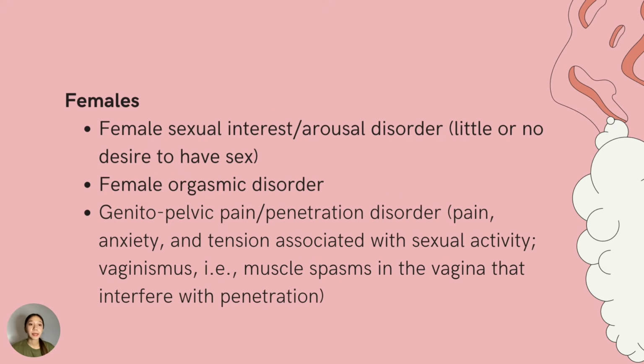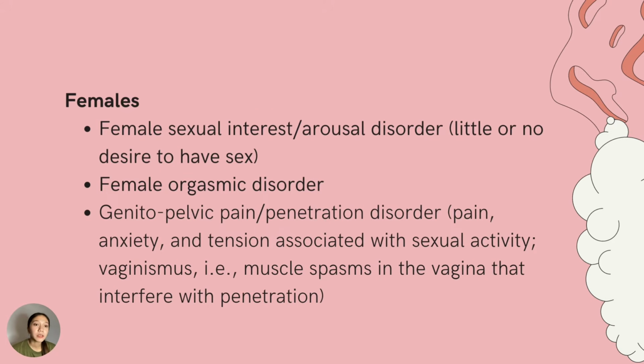Next is sa females naman tayo. So, ano ba yung mga sexual problems ng females? So, first on the list is the female sexual interest / arousal disorder, little or no desire to have sex. So, walang ganang makipag-sex yung babae. Ito yung tawag sa kanila, female sexual interest / arousal disorder. Ang haba, no? Kaya nyo yan kasi memorize sa exam. Joke lang. So, next is the female orgasmic disorder. So, unable to reach orgasm.